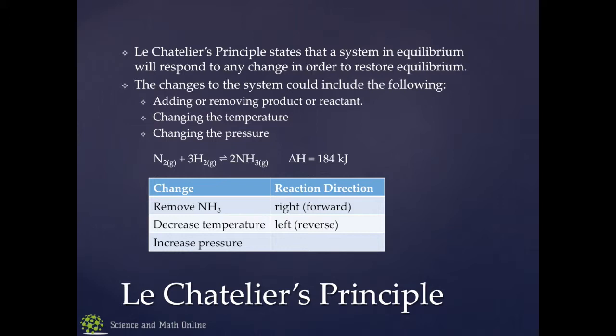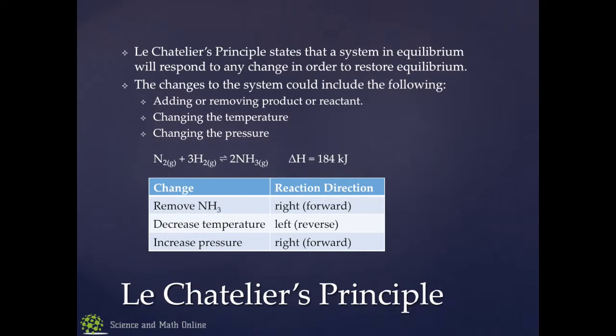So by increasing the pressure, I've got 4 moles of gas on this side, 1 mole of nitrogen, 3 moles of hydrogen, and I've got 2 moles on this side. So by increasing the pressure, it's going to drive the reaction to the side with fewer, which is this side over here with 2, causing the reaction to shift to the right. That's the basis of Le Chatelier's principle. Whatever side you add or subtract things to, the reaction is going to shift either to the left or to the right to try to balance it back out again.